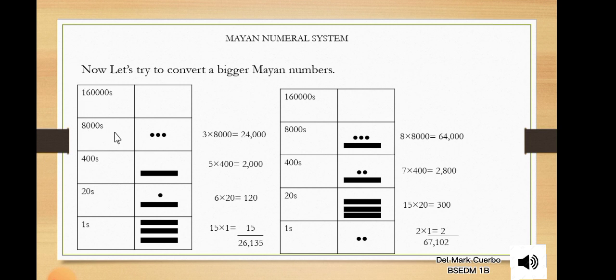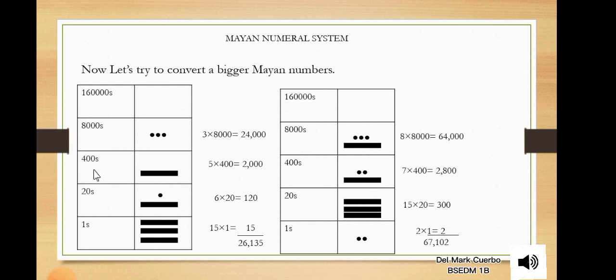So here we have 3 dots in the 8,000s place. And a dot represents 1 unit, right? So since it is 3 dots, then it is 3 units. And again, all numbers that are above 19 should be multiplied to its position or its place value. So since we have here a 3, it should be multiplied to 8,000. So 3 times 8,000 is equals to 24,000.